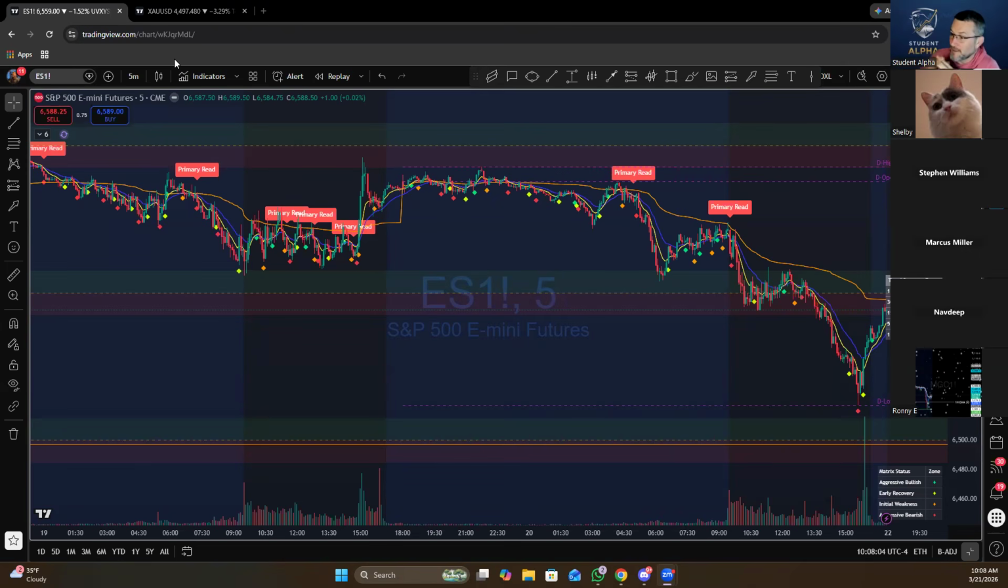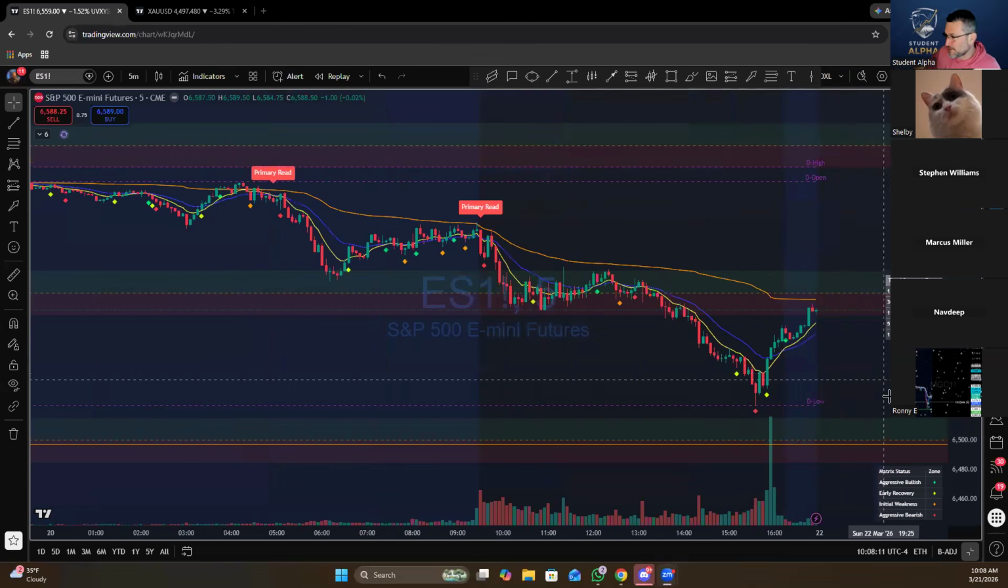Going to go over the matrix usage, and then the exciting new version 2 we've launched.